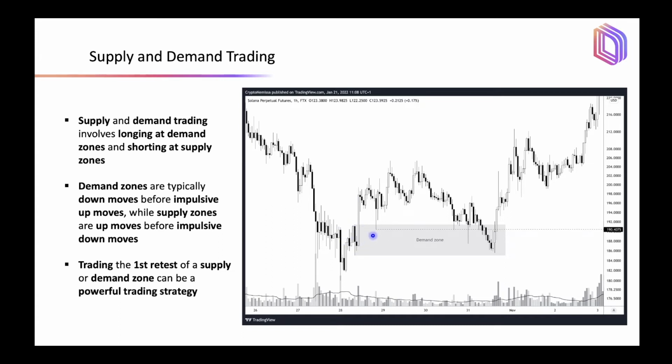When you try to identify supply and demand zones, the first thing to do is to look for big impulsive candles like we have here. So we have this big impulsive candle, and before that we have a down move. And that down move is going to constitute the demand zone. And so what we want to do is try to create a trade around that demand zone.